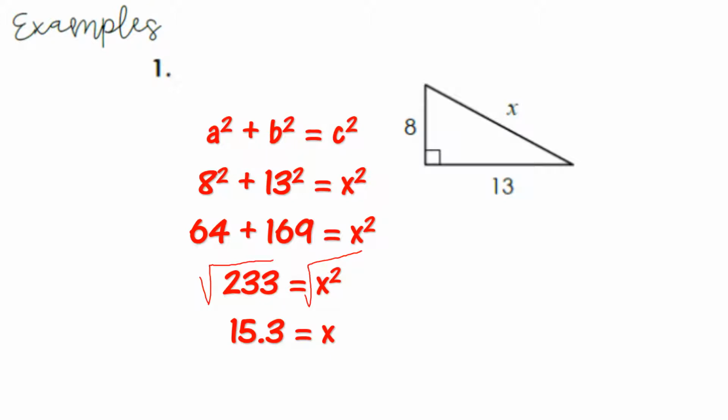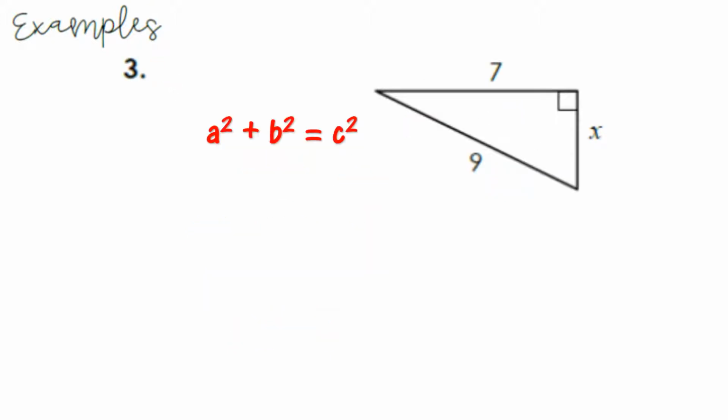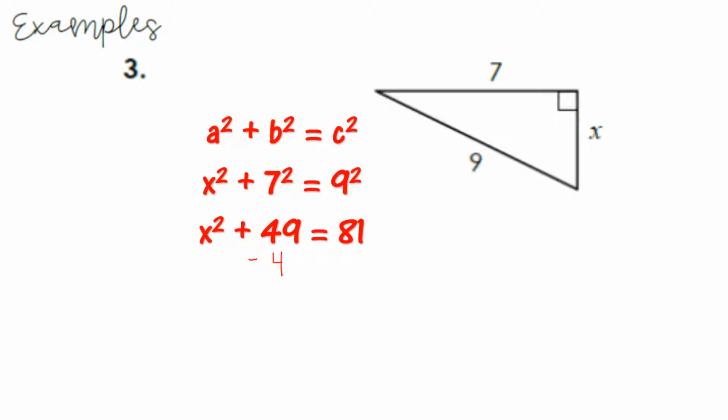Okay, if I look at the next example, we're going to look at example 3. So again, my formula is a squared plus b squared equals c squared. So I see that the two that touch the 90 are the x and the 7. So that's going to make my formula fill in with x squared plus 7 squared equals 9 squared. Whenever I do the squaring, I've got x squared plus 49 equals 81. At this point, I want to subtract the 49 from both sides. And so now at this point I should have x squared equals 32. Then if I take the square root of both sides, I'm going to get that x is 5.7. Again, rounding to the nearest tenth.